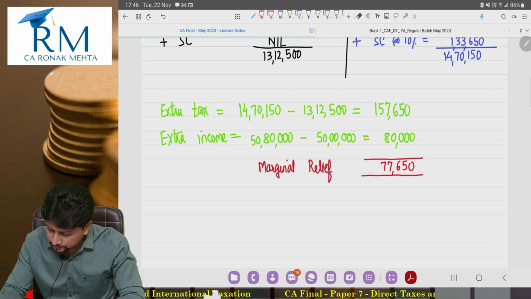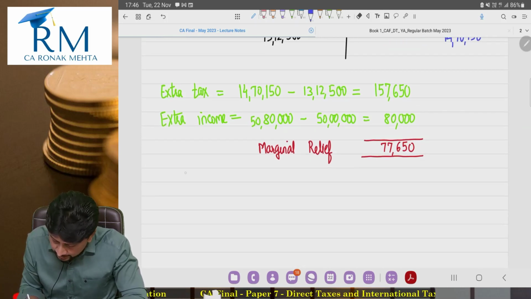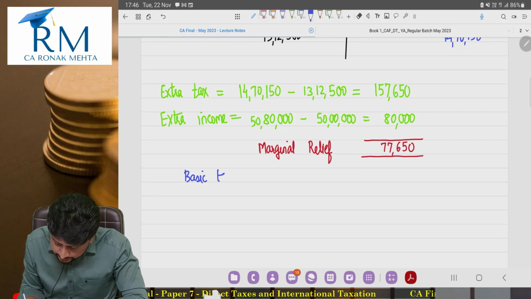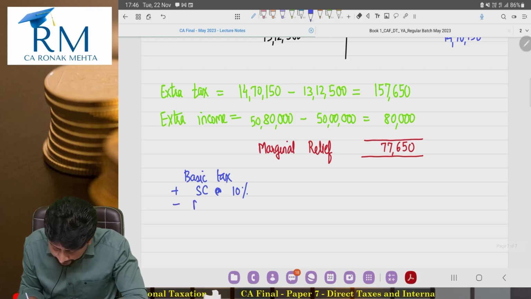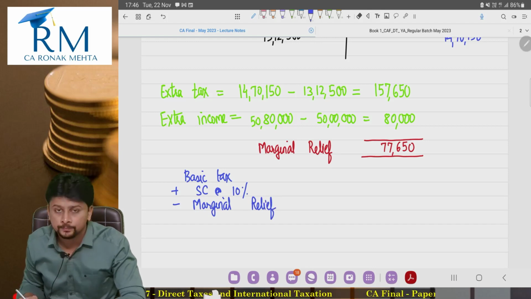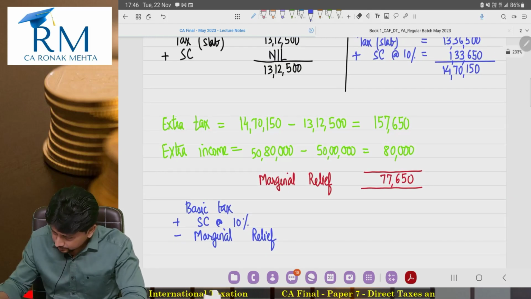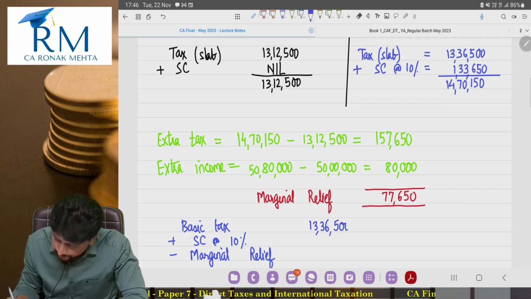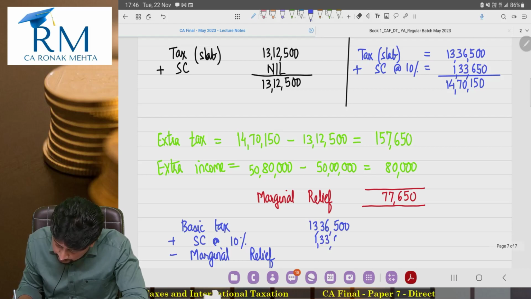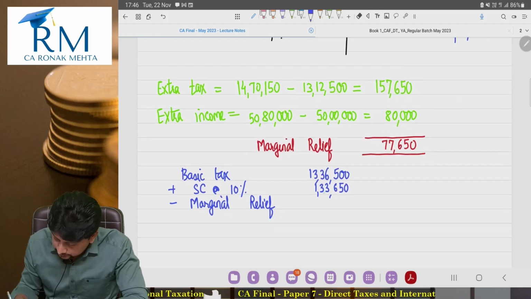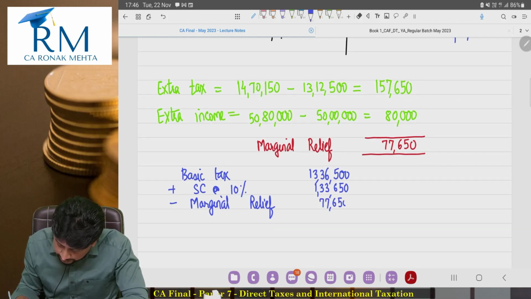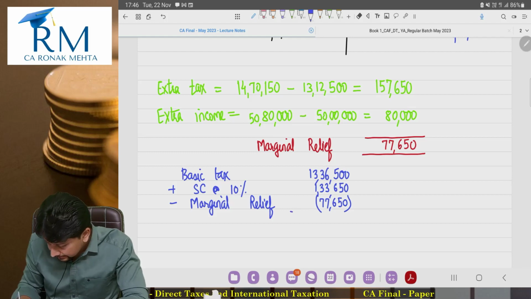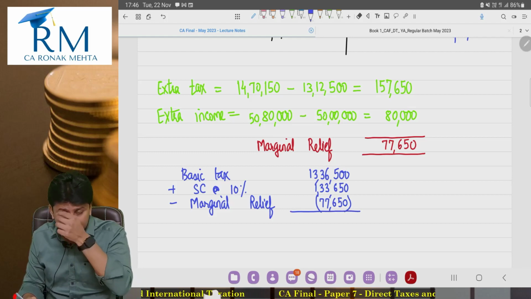So Mr. Sunil, what amount of tax will you pay? You will pay basic tax plus surcharge, which is calculated at 10%, but wait, this is going to be reduced by the amount of relief that I am giving you. So if I just repeat the numbers, for Mr. Sunil, 13,36,500 plus surcharge of 1,33,650 minus 77,650, and this is the tax that now Mr. Sunil will have to pay.